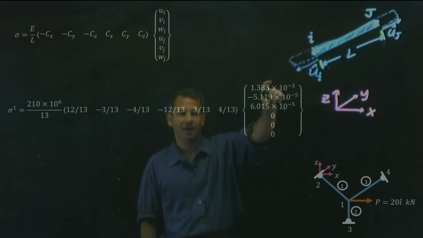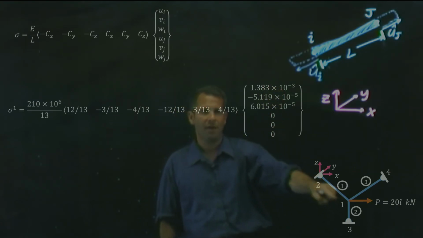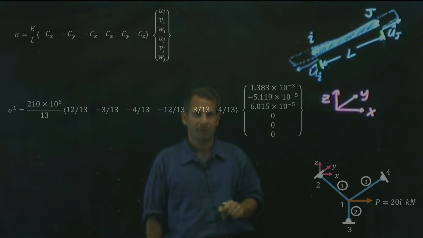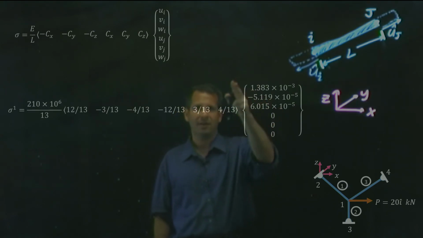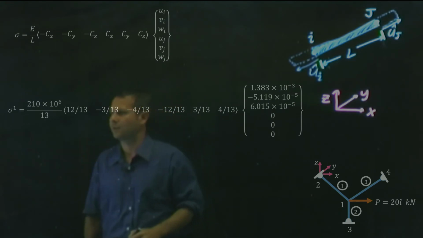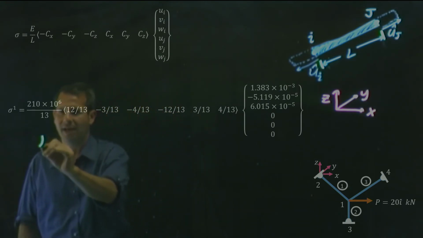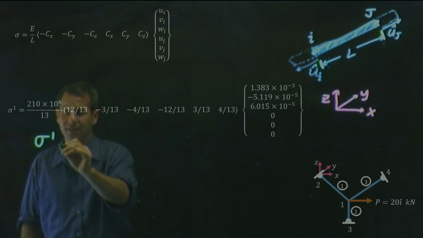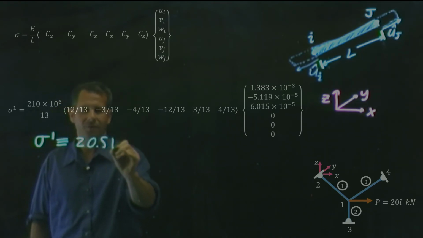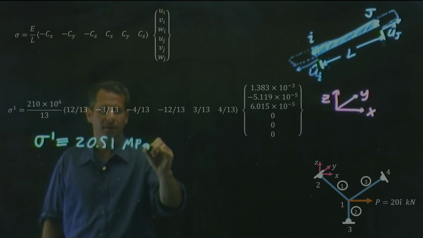Bar element number 1 goes from node 1 to node 2. These are my displacements for node 1. These are my displacements for node 2. I can go ahead and carry this out. This is a simple dot product multiplied by the scalar value, and I'll find that the stress in bar element number 1 is 20.51 megapascals.